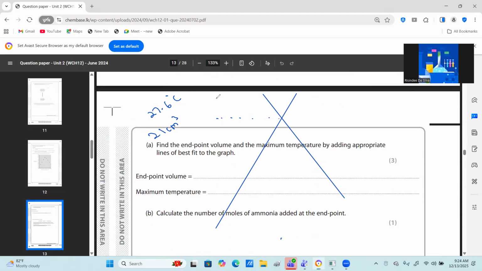Endpoint volume, that is 21. Maximum temperature, that is 27.6. So they have given 21 plus or minus 0.5. You can write 21.5 or 20.5. That is the range. And for maximum temperature, 27.6 plus or minus 0.1. That means you can write 27.5 and 27.7. That's the range.